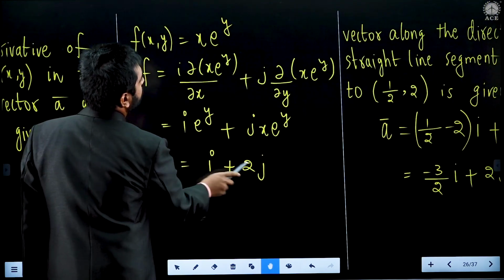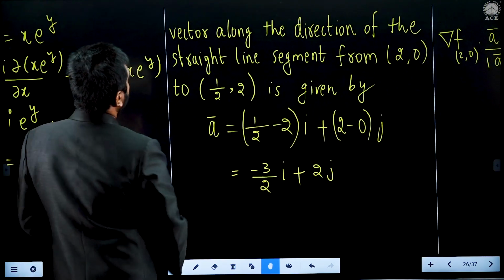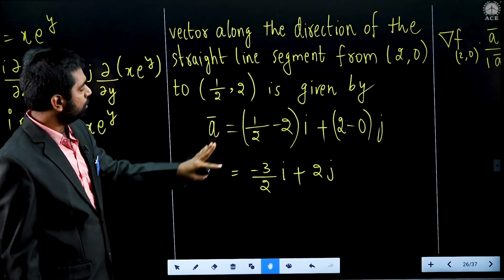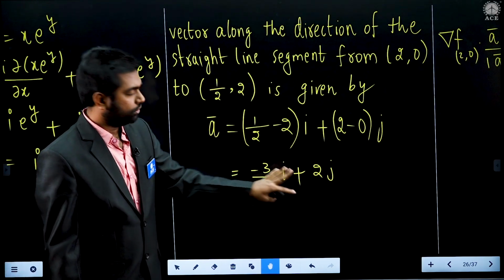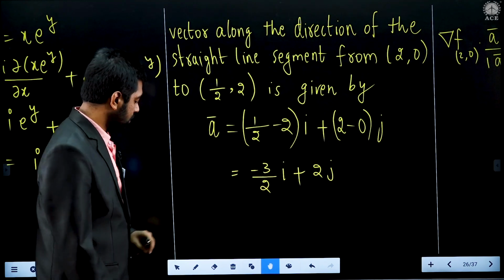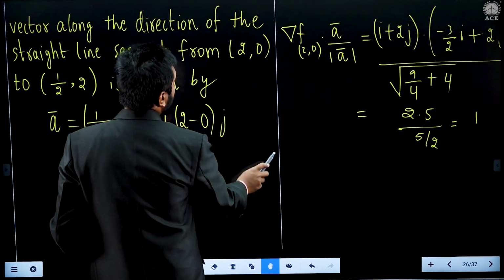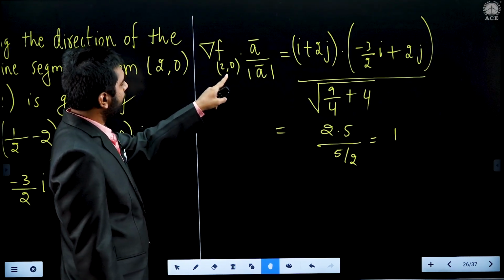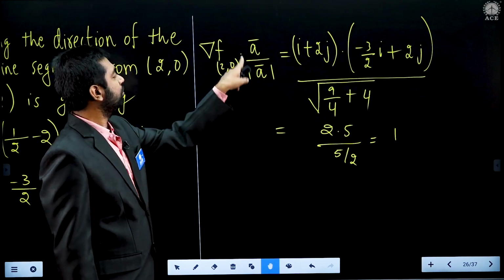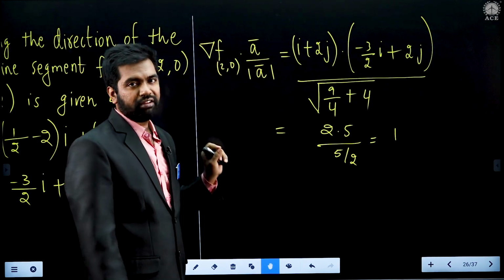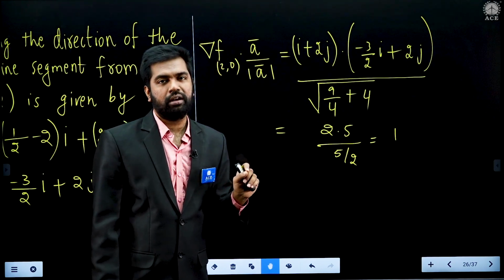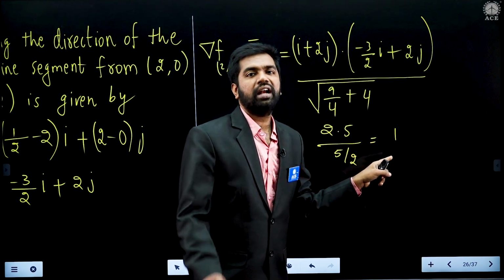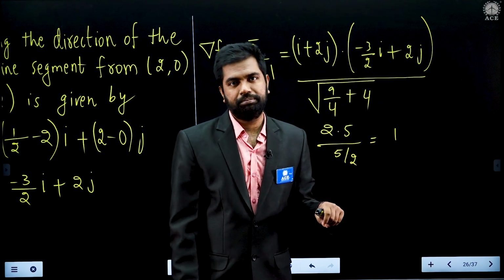Here I have the vector along the direction of the straight line segment from (2, 0) to (1/2, 2). I have got this. This is a bar. Now the last step: the directional derivative of the scalar function f at point P in the direction of this vector is simply gradient f dot product with the unit vector. So do this simplification. Finally, you see that the answer for this question is 1.